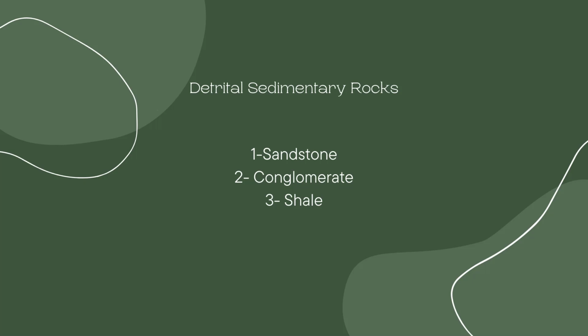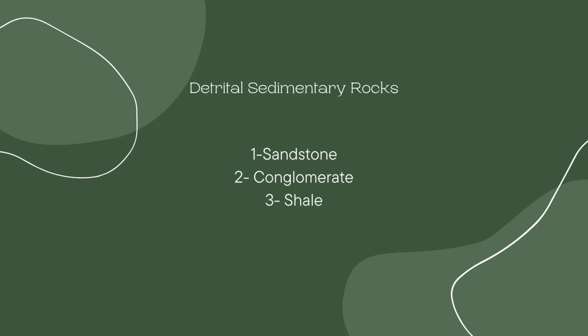Sandstone is a type of rock that is composed of sand-sized particles that have been cemented together. Sandstone can form from the accumulation of sand in deserts, river channels, or coastal environments. Conglomerate. Conglomerate is a type of rock that is composed of large, rounded clasts that have been cemented together. Conglomerate can form from the accumulation of gravel in river channels or other high-energy environments.